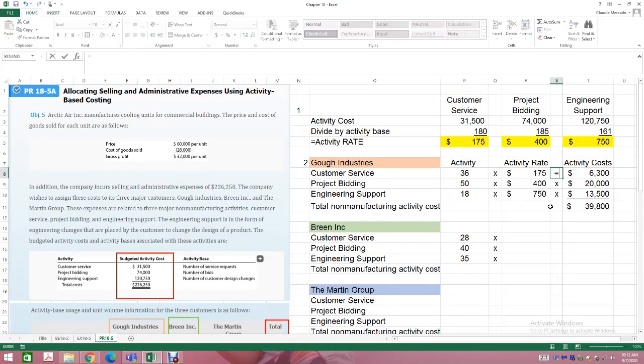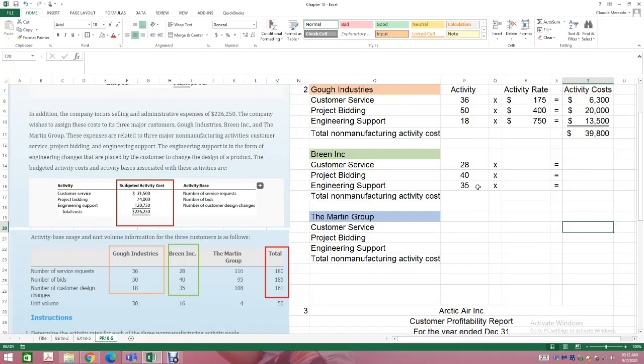Why did I put equals? Oh, sorry. Let me just fix this real quick. I thought I had entered. There we go. So that's how it's going to look. We have 28, 40, and 35.